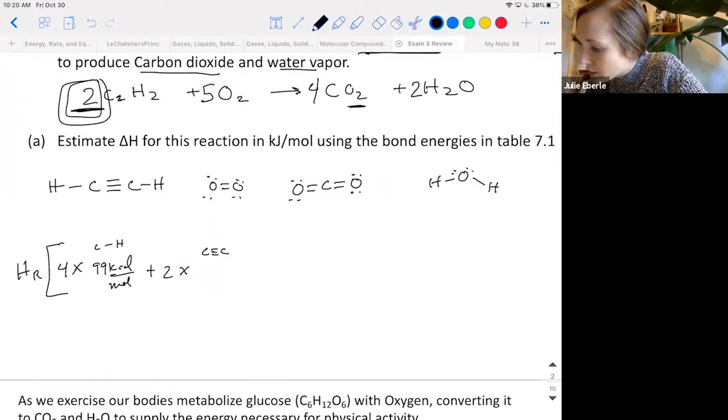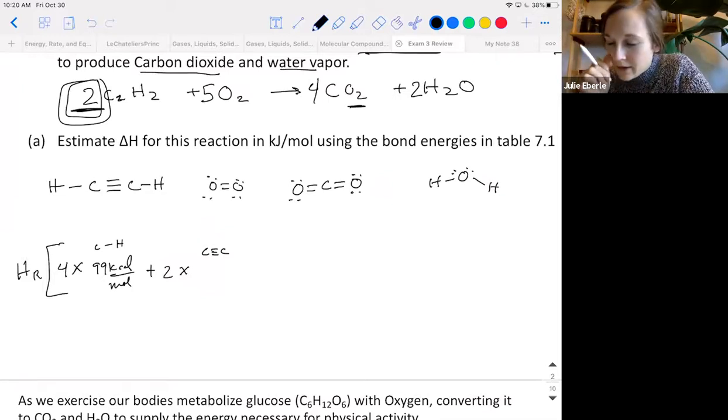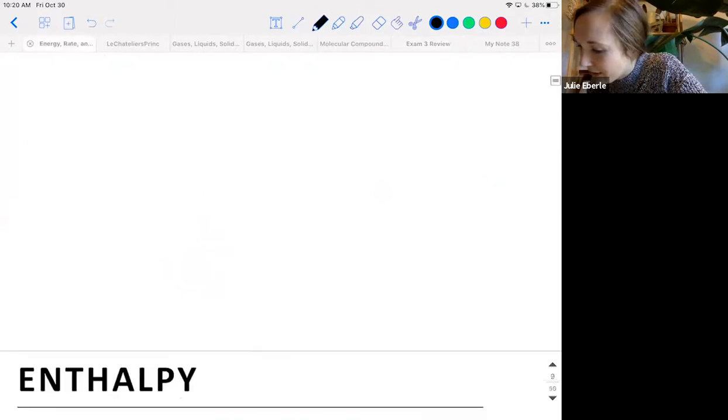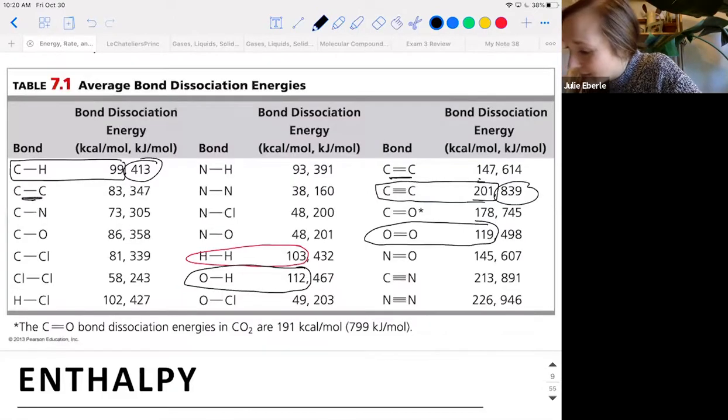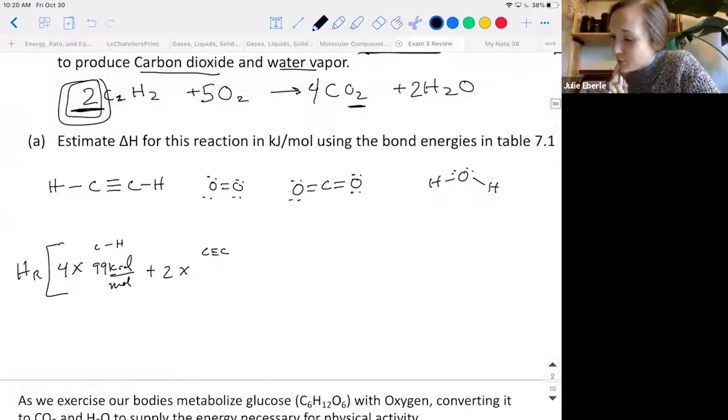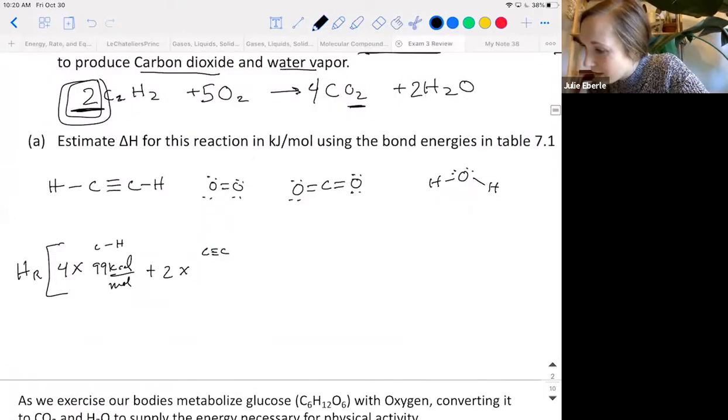Oh, y'all should stop me. Look what I said. I said do it in kilojoules per mole. We've been pulling the wrong numbers. So that's a quick fix. We just need the 413 and 839. 413 and 839. We've not been doing things in kilojoules per mole. We must have been doing them in kilocalories. So 413 and 839.